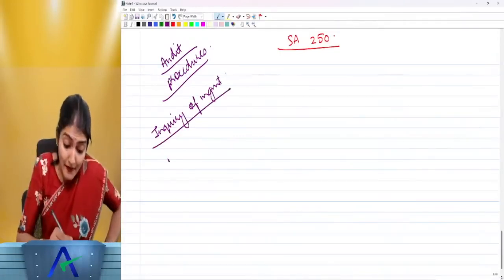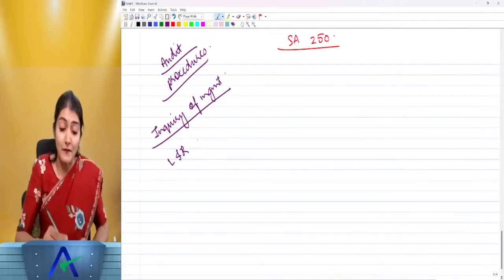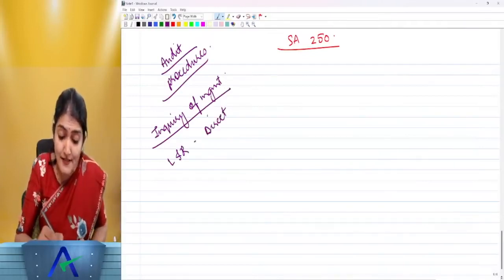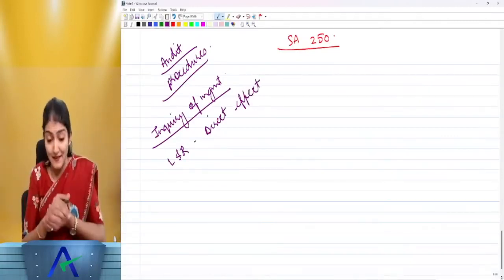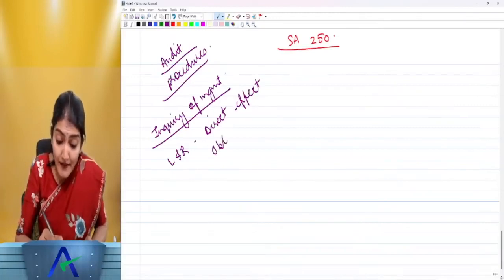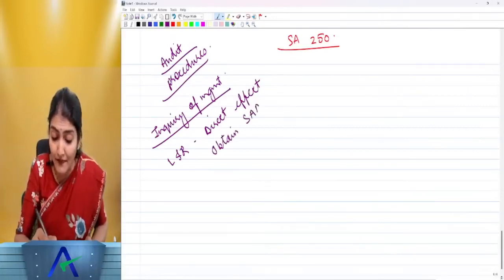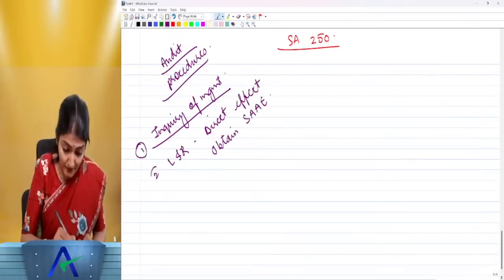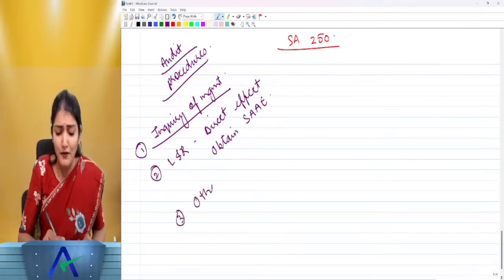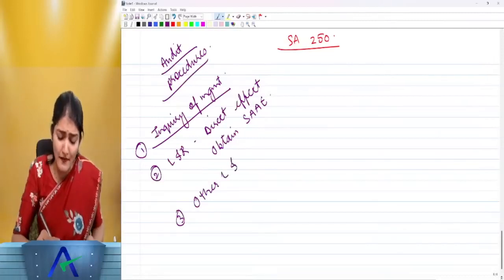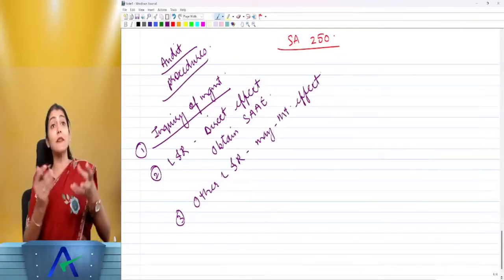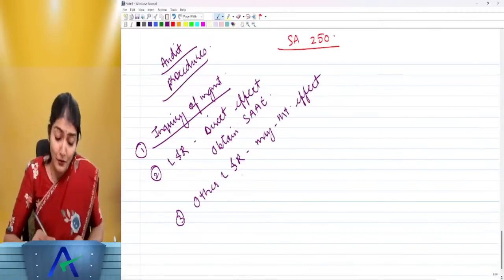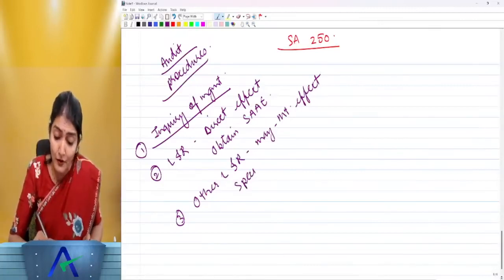Then for those laws and regulations, what are they? Laws and regulations which have a direct effect on the financial statements. Example, Income Tax Act. It directly affects the provision for tax and the advance tax. So for direct effect, you obtain sufficient appropriate audit evidence whether these laws and regulations have been complied with. Then for other laws and regulations, like labor laws, environmental laws, which may have a material effect on the financial statements in case of non-compliance, you need to perform the specified audit procedures.